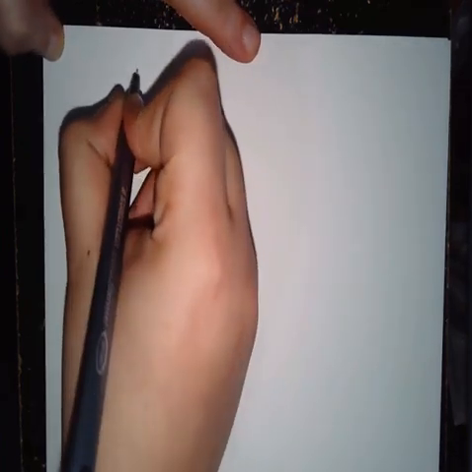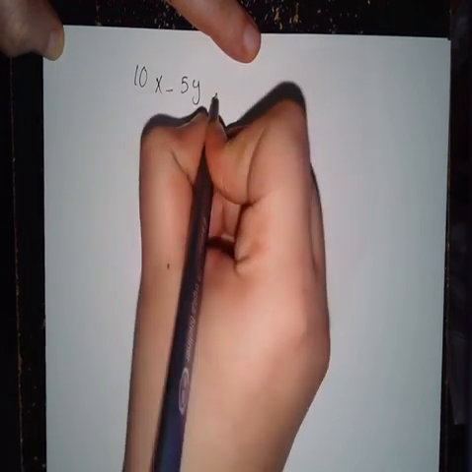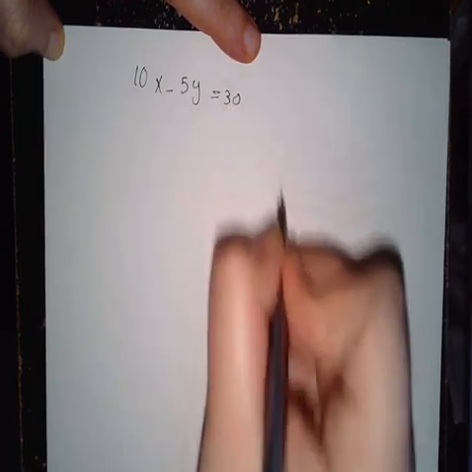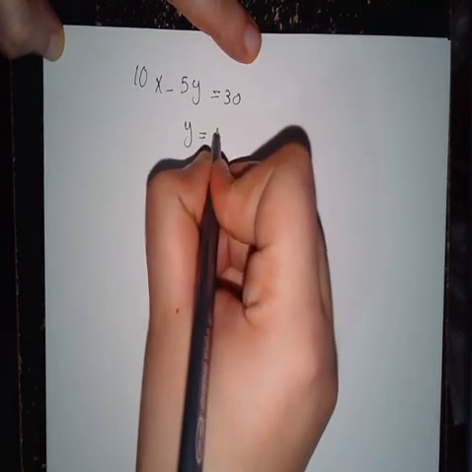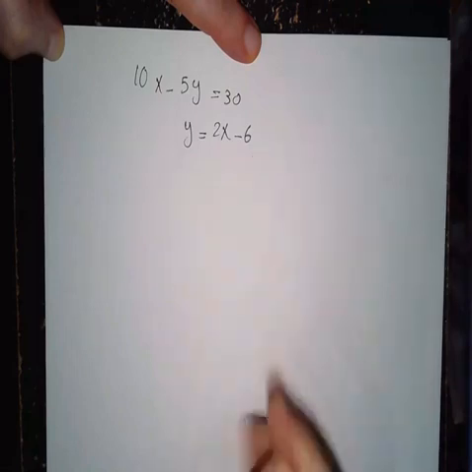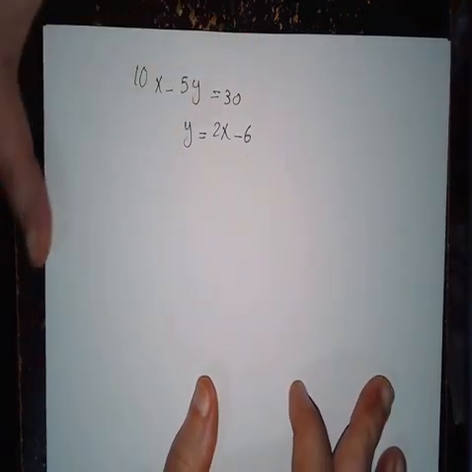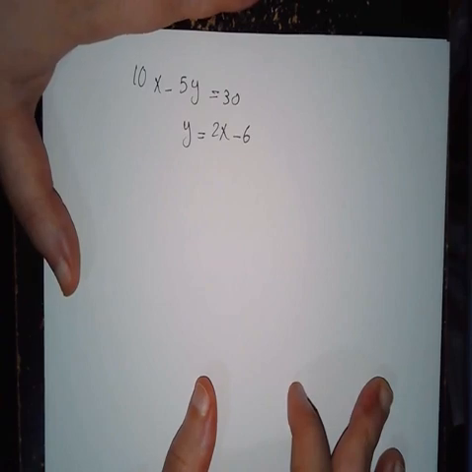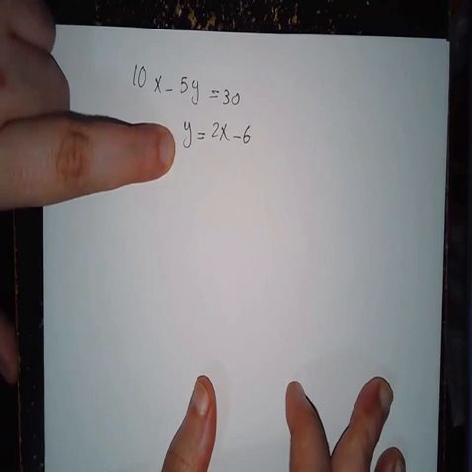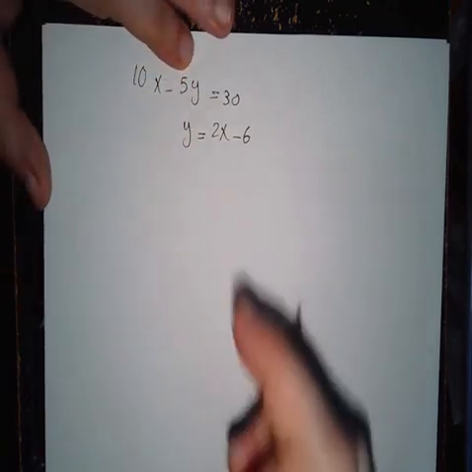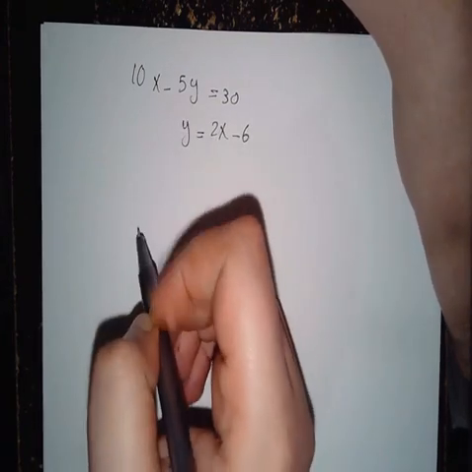Over here, you have 10x minus 5y equals 30. Alright? And the second equation is y equals 2x minus 6. Now, these 2 equations are seemingly not the same. Right? They don't look the same. But one of them is set up for substitution, so I can plug it in. Let's see what happens when I plug in this y value in here.